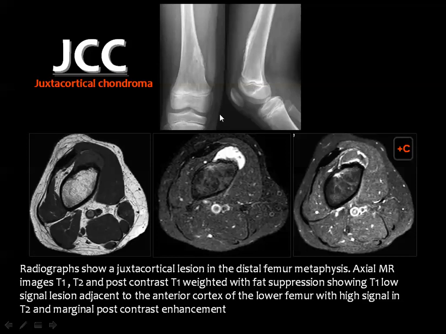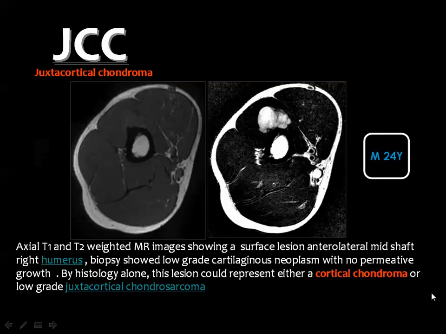Another example of chondroma, juxtacortical chondroma in the distal part of the femur, a common site for this tumor. And you see the irregularity, you see fine matrix calcification as detected by the plain film. In the T1, there is low signal, in the T2, high signal, and marginal post-contrast enhancement, and you do not see any evidence of bone marrow edema in the adjacent bone.